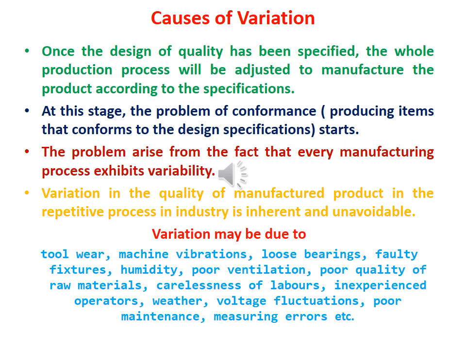Variations may be due to tool wear, machine variations, vibrations, loose bearings, faulty fixtures, humidity, poor ventilation, poor quality of raw materials, carelessness of labor. Maintenance factors, measuring errors, voltage fluctuations, and weather conditions are also causes of variations.